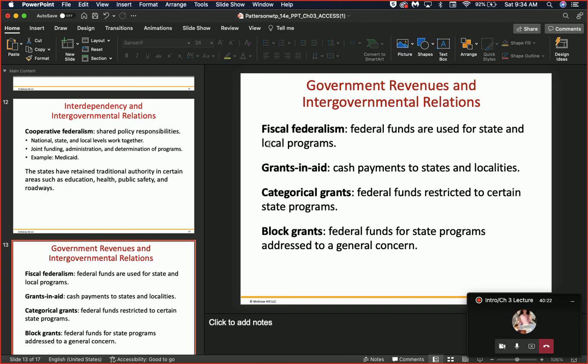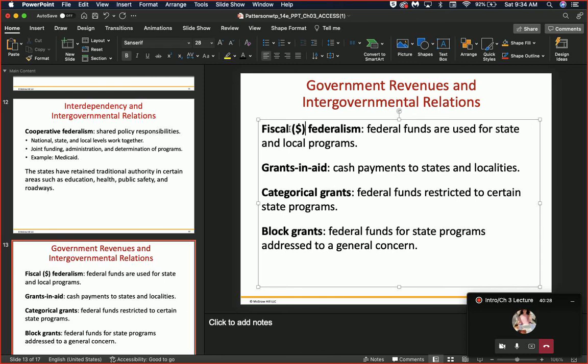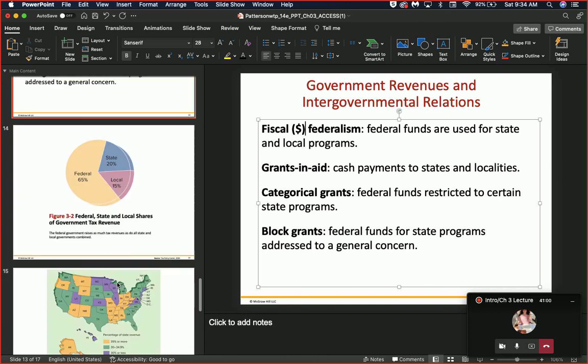So, fiscal federalism. Remember that fiscal relates to money, okay? So this is federalism having to do with money. This is federal funds that are used for state and local programs. We have three different types. Grants and aid, which is basically cash payments to the states and localities, meaning cities, okay? Federal funds restricted to certain state programs under the categorical grants, and our block grants. So these are federal government funds for state programs addressed to a certain concern.